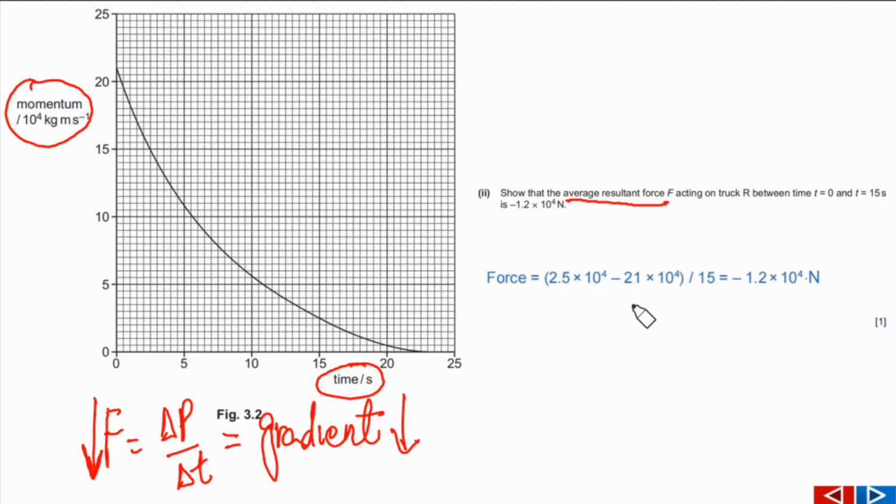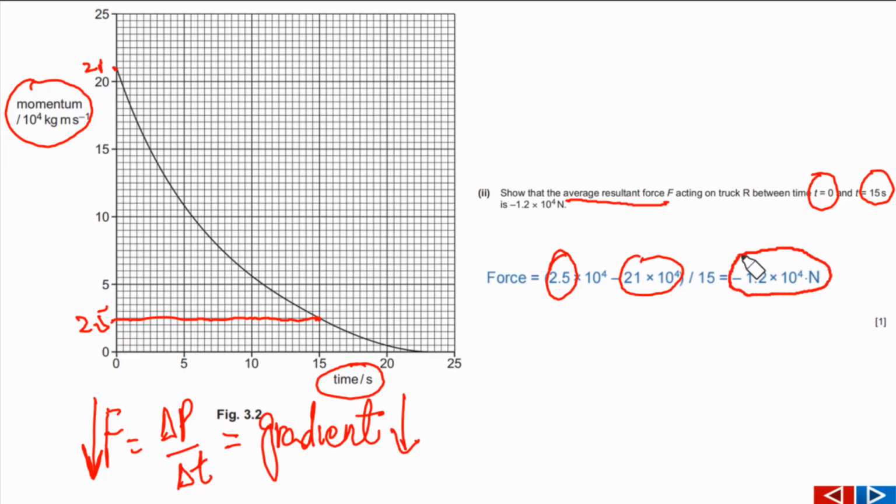Then plug in values at 2 points. When t is equal to 0, we have a momentum value of 21. So here this value is 21, and when t is equal to 15 seconds, if we draw the line like this, this is 2.5. That's the reason we have 2.5 here. We got this negative answer. The negative is telling us the direction of force is opposite to the direction of velocity. That's the reason momentum is decreasing.